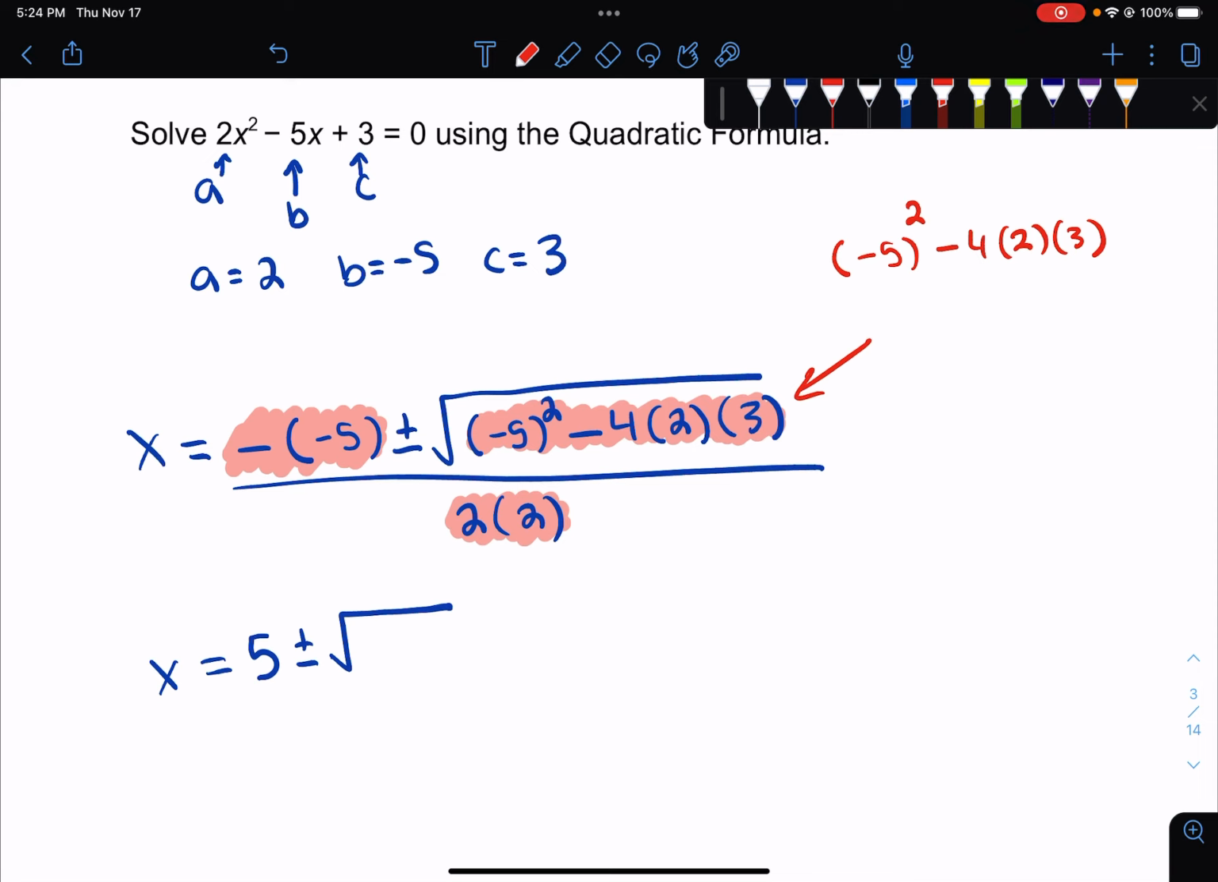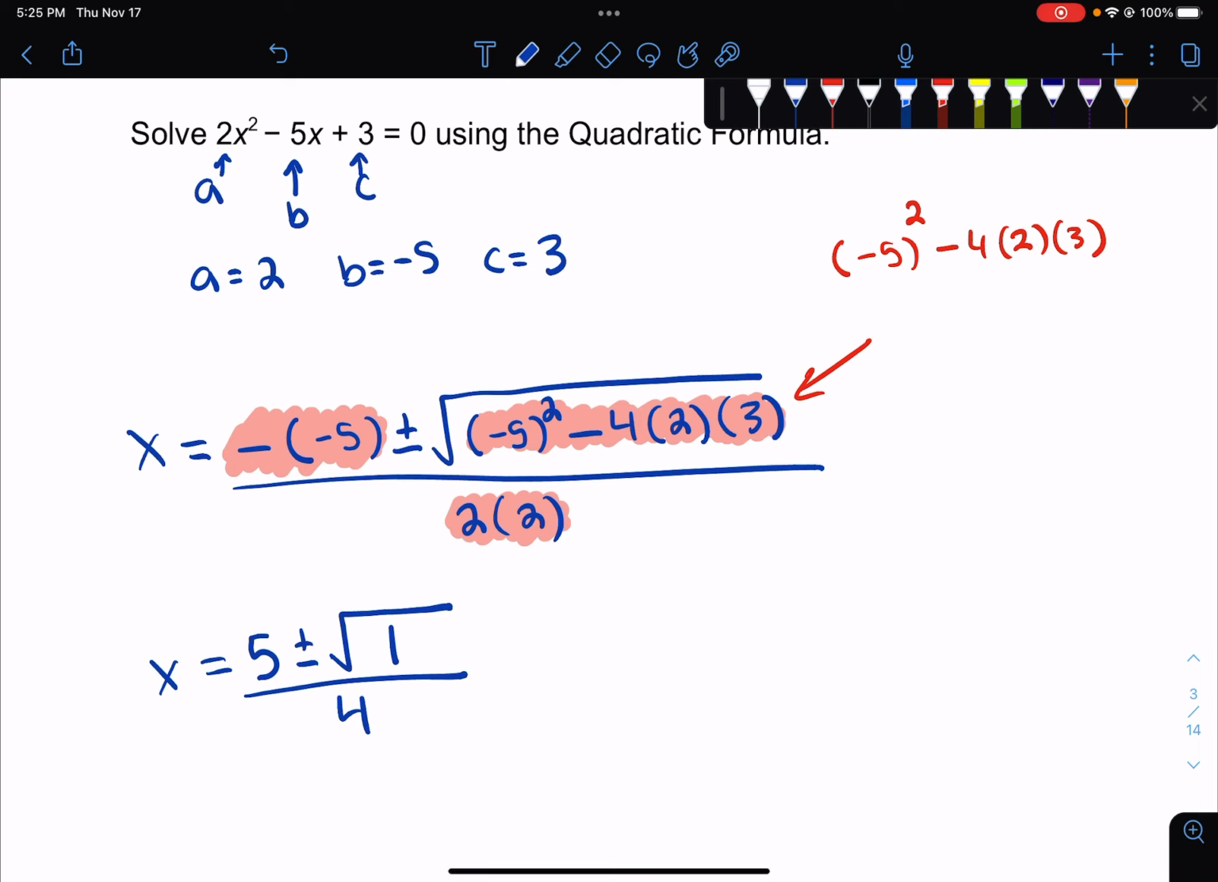And when I do, oh geez, what am I going to get? 25, I don't have a calculator. 24, oh, that's nice. That comes out to be the number 1. So the square root is still there because I haven't put that in my calculator yet, but all of that mess underneath it just comes out to be a 1. And then on the bottom of my fraction, 2 times 2 is just 4, okay?